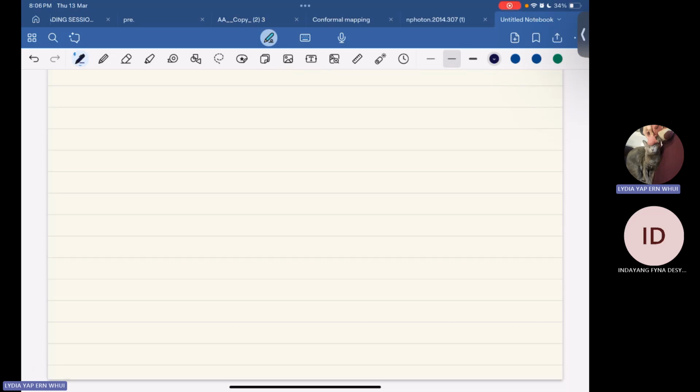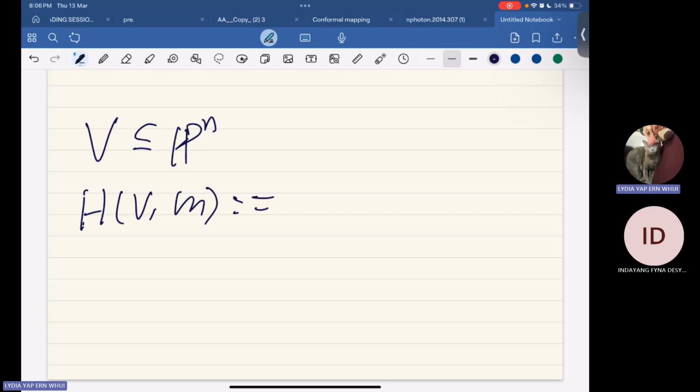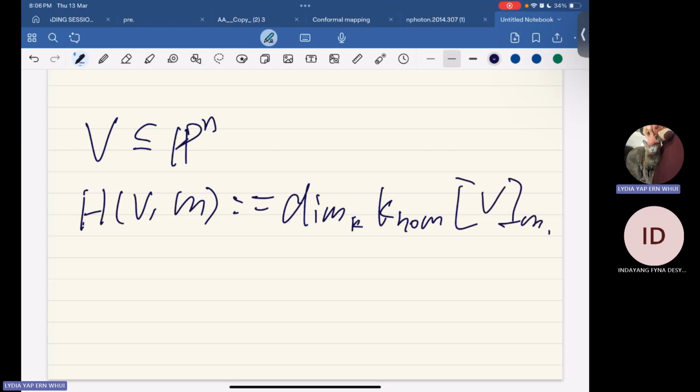And we define all these things because I want to introduce our main definition here, which is a Hilbert function. We start from a projective variety in Pn, and we define its Hilbert function, H_V(m), to be the dimension of the m-th graded piece of its homogeneous coordinate ring. This we define as a function, which we call the Hilbert function.